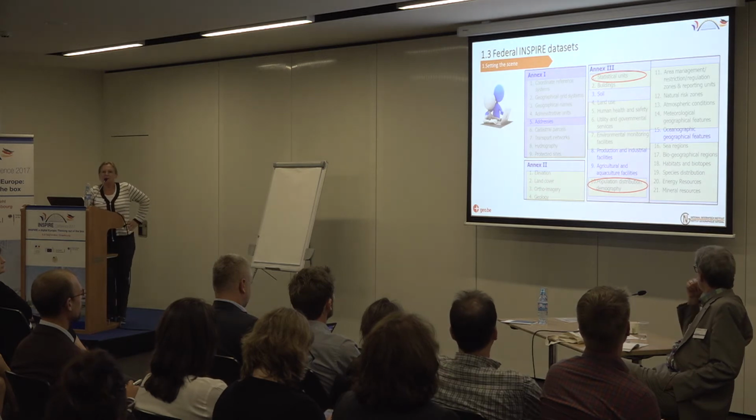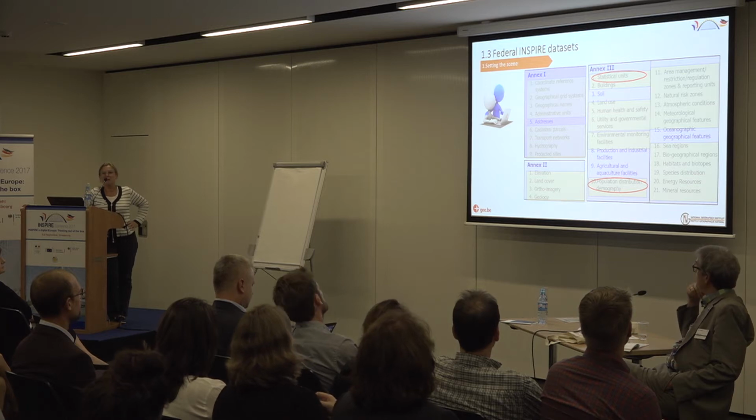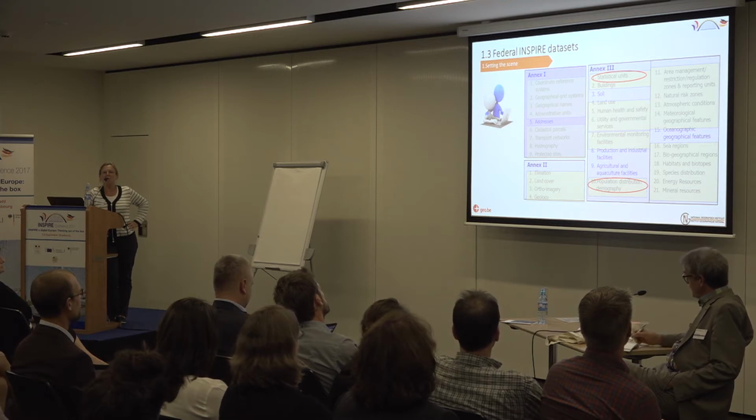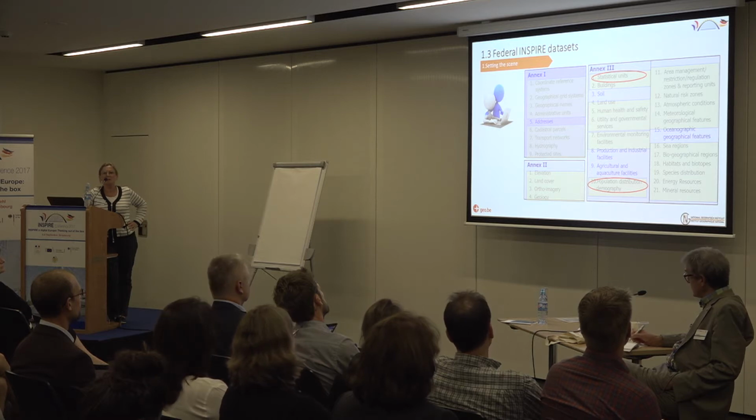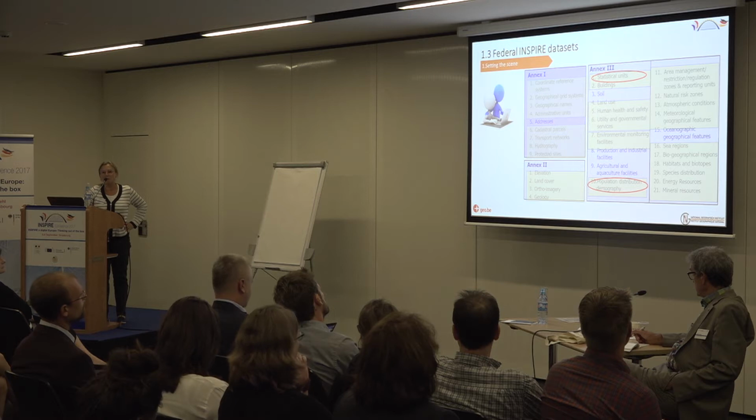Regarding the datasets, we have identified 60 datasets for the federal level, which significantly cover almost all the themes of INSPIRE. I think the most significant datasets come from Annex 1, with topographic data and cadastre, but we have, of course, the statistical information, population distribution, and what concerns the sea area and biotopes.